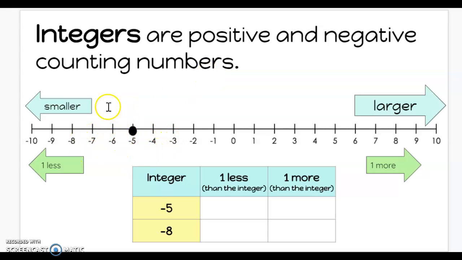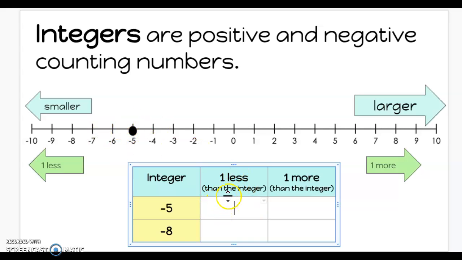So right here, if I have -5, 1 less than -5 would be -6. So you're just going to type in -6. And one more would be -4 because remember, numbers get larger as you move to the right. Numbers get smaller when you move to the left. So you need to find one less than -8 and one more than -8 on this slide.